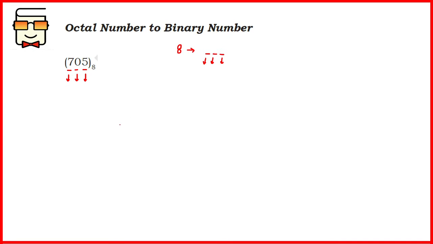So doing this question, 705, for each digit we'll write its corresponding 3-digit binary representation. For 7 this will be 111, for 0 it will be 000, and for 5 this will be 101. Then we write this complete representation together to get our final answer. So it will be 111 000 101 in binary.